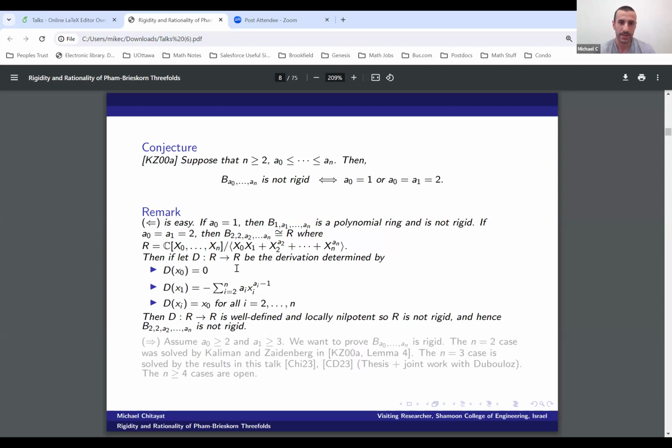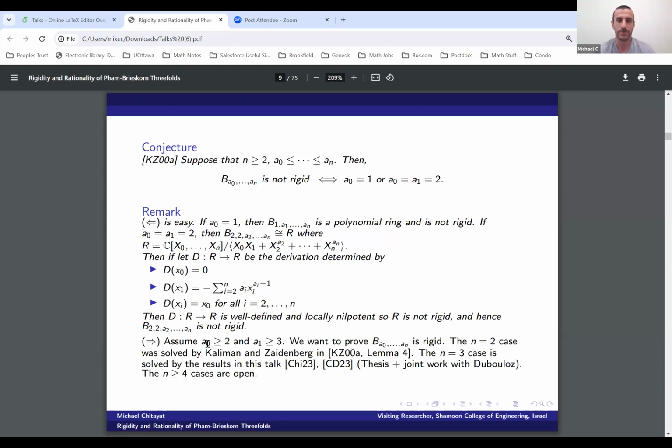And if we let D from R to itself be the derivation determined by its values on generators, where we set dx0 equals 0, dx1 to be equal to this sum, and dxi to be equal to x0 for every i, then it turns out that D is well-defined, locally nilpotent and non-zero, and so R is not rigid. And because R is isomorphic to this Pham-Brieskorn ring, the Pham-Brieskorn ring we started with is also not rigid. The other direction is harder.